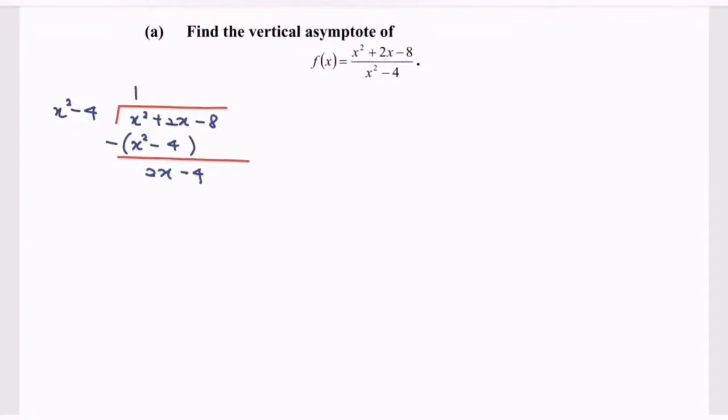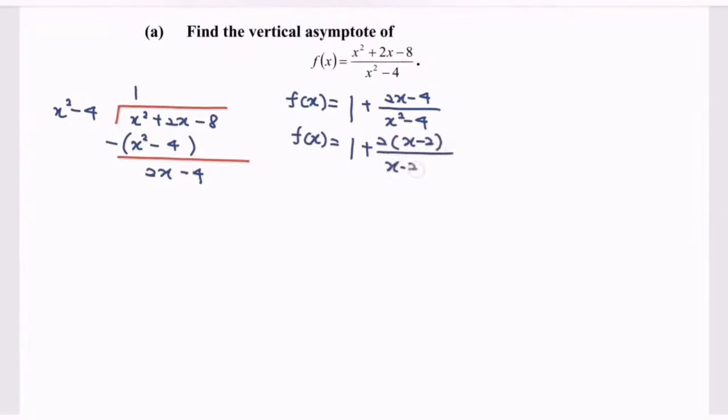So this will be the proper fraction. So kindly express the situation. f(x) is equals to 1 plus 2x minus 4 over x squared minus 4. So kindly simplify the situation, or we can say factorize the situation. So where we will have f(x) is equals to 1 plus 2 bracket x minus 2 over x minus 2 multiplied with x plus 2. Then we can simplify the situation. f(x) is equals to 1 plus 2 over x plus 2.